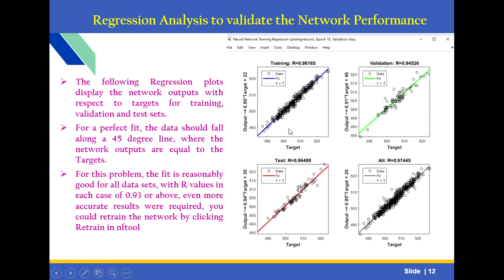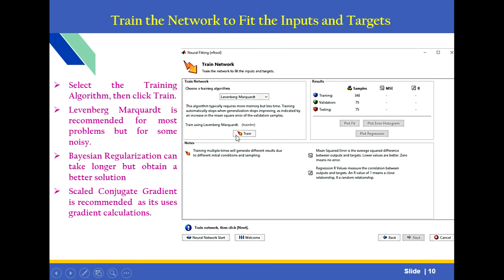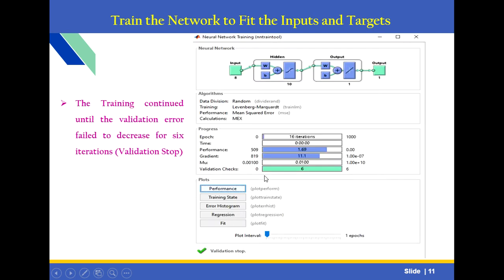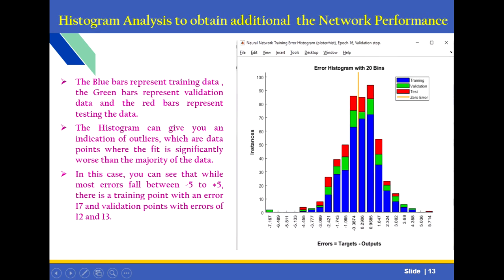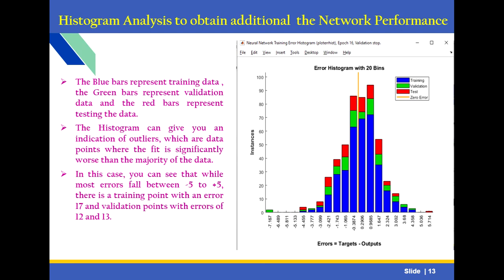If we are getting an average of about 0.93 values, and you want to get a more accurate result, for example 99.9%, then you again go to this train method, go to retrain, and you will get the accurate result. Okay, in the next one, we already discussed how to evaluate the network architecture using regression analysis and also error histogram analysis.